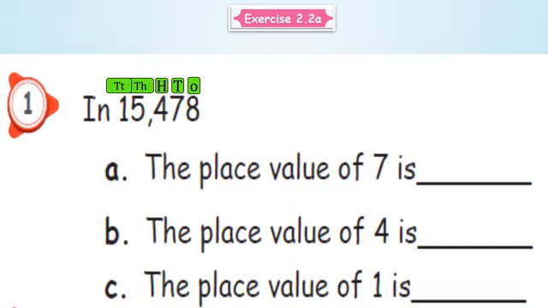Now it's easy, isn't it? So 7 above, what is the place value? 10. So 7 into 10, 70. 70 is the correct answer. Like this you have to mention all the answers.